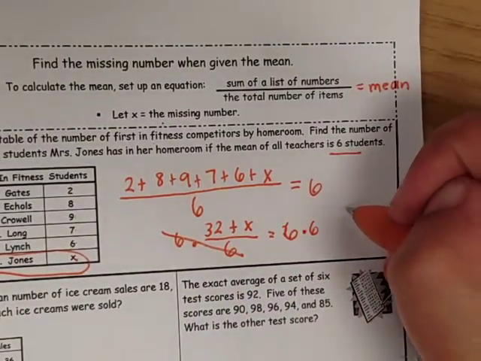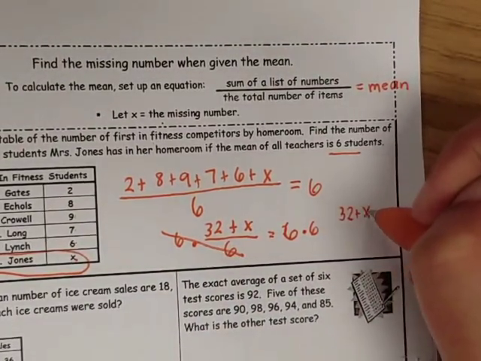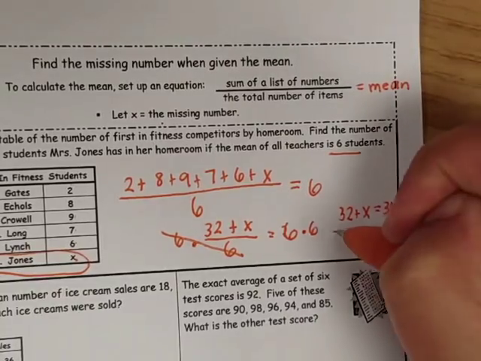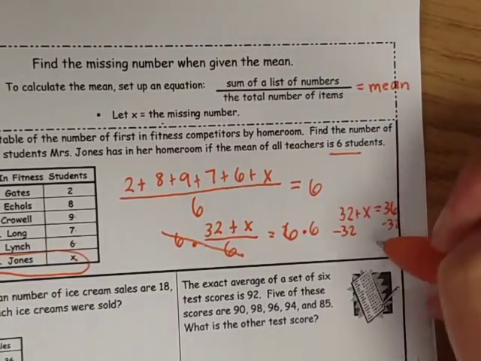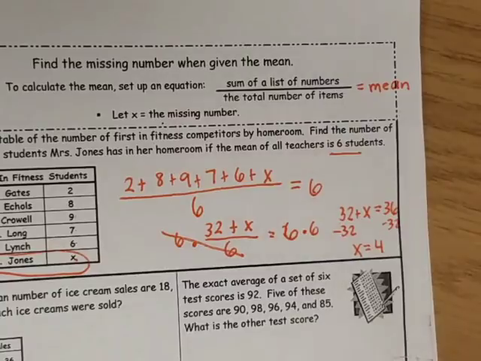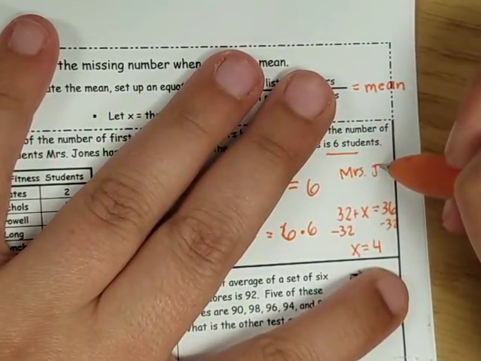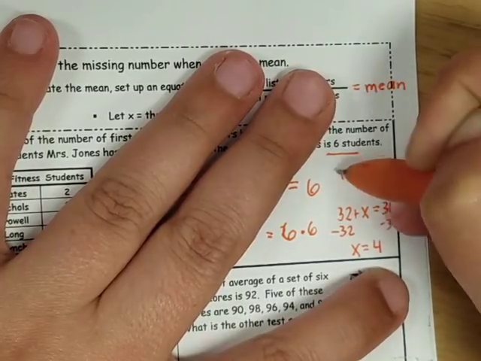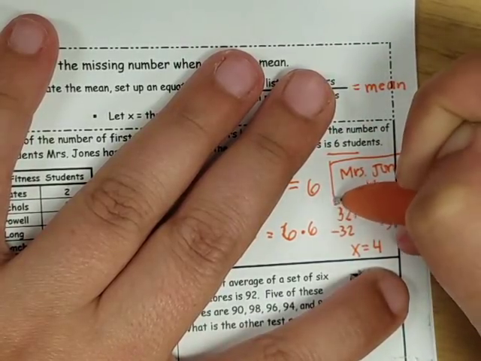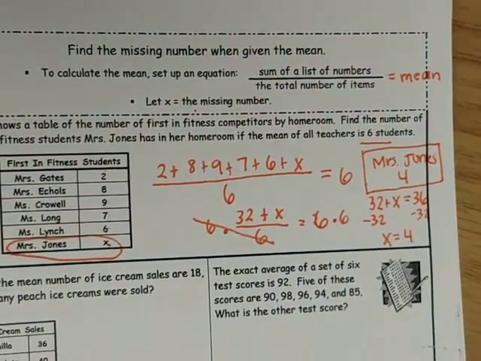So 32 plus X is 36. Take away the 32. X is equal to 4. So I know that Mrs. Jones needs to have 4 students from her homeroom in order to make the class average 6.